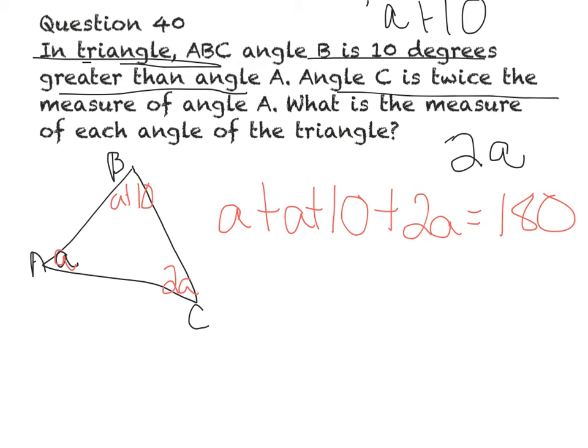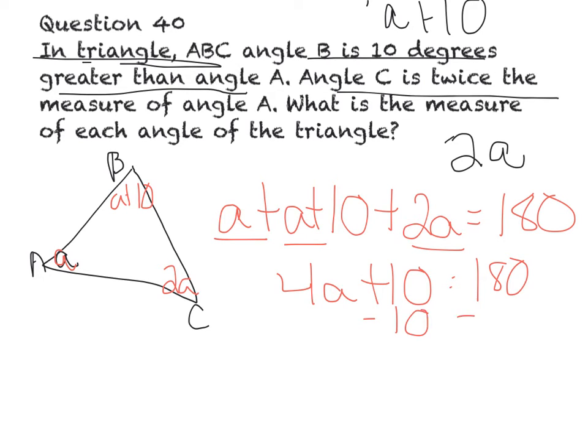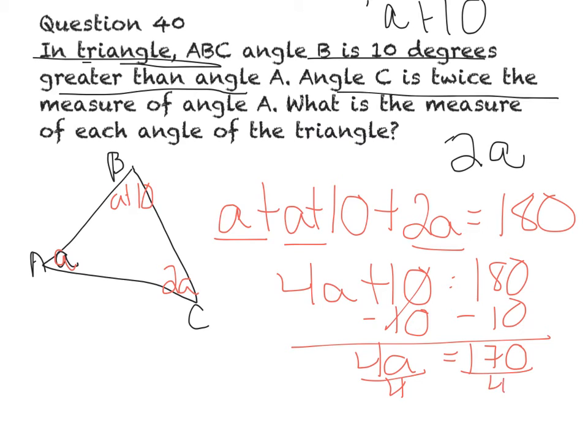Then we do exactly what we did on the last problem. Combine like terms. A and 2A makes 4A plus 10 equals 180. Now you have a two-step equation. Subtract 10 from both sides. You have 4A equals 170. Divide by 4 on both sides. So these will cancel out.